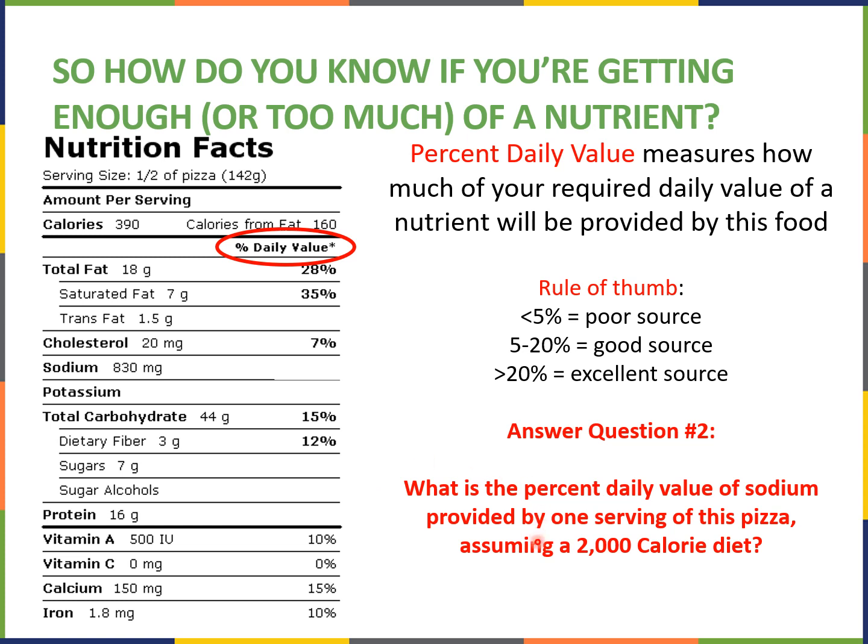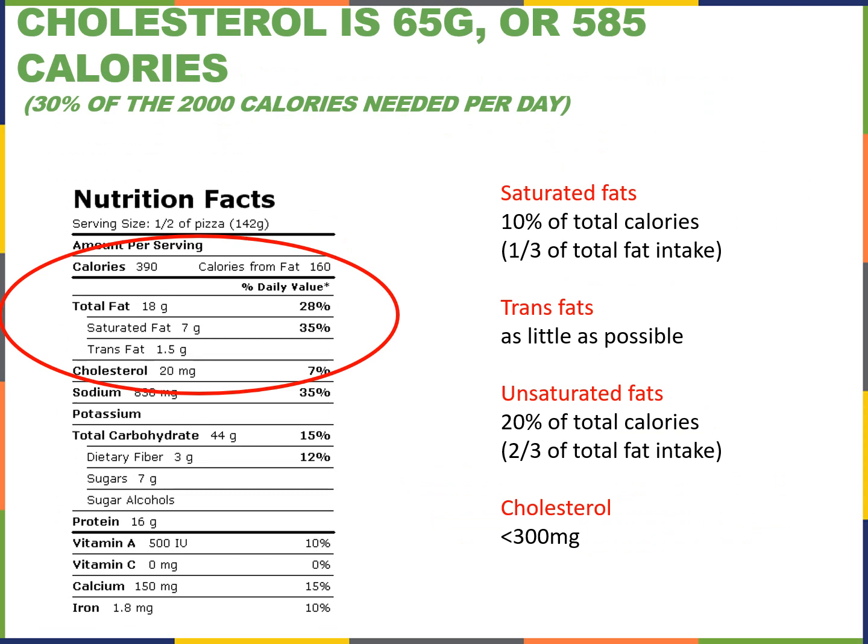Okay, so what is the percent daily value of sodium provided by 1 serving of this pizza, assuming a 2,000 calorie diet? So you can see here, sodium, 830 milligrams. What is the percent daily value? We don't know it, right? So this is what you're actually going to be doing in your assignment: calculating how much of your percent calories are from each one of these. This tells you a percent of your daily value. It doesn't tell you how much of these calories are actually from fat, right? So we know we have 18 grams of fat, but we don't know how many calories that is or what percentage of calories of the thing that is.